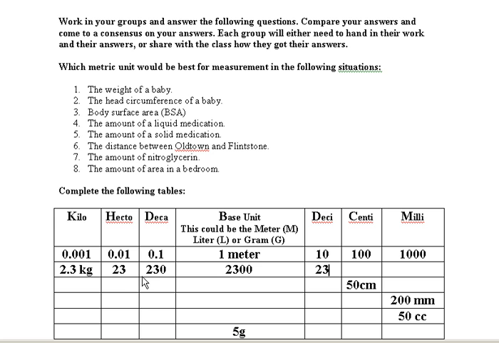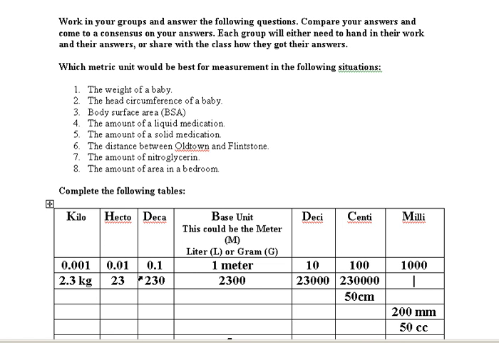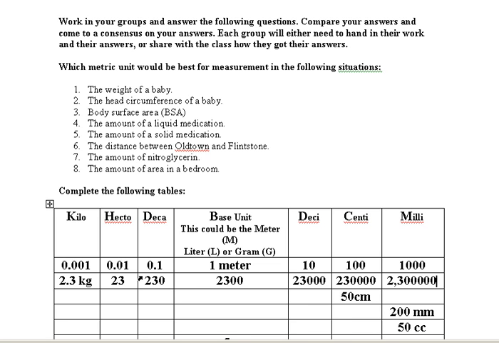Then we just keep on going. It'll be 23,000 decigrams, 230,000 centigrams, and 2,300,000 milligrams. And that's how you would do these. You just move the decimal point to the left as you move to the left, and move it to the right when you move to the right.